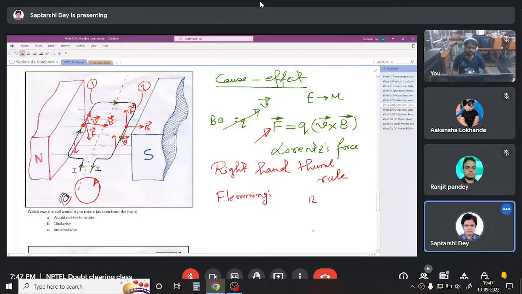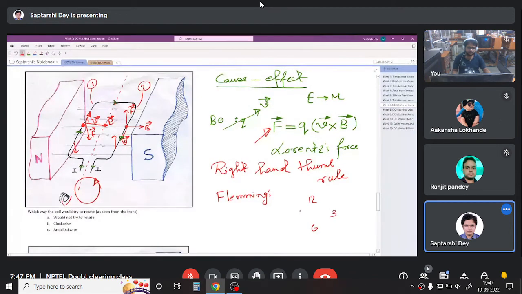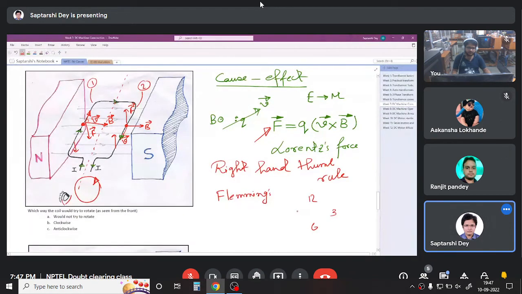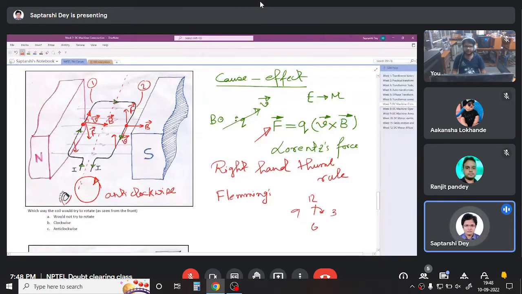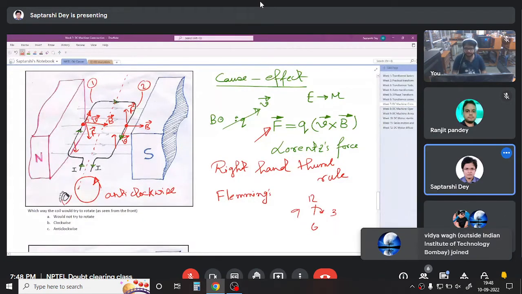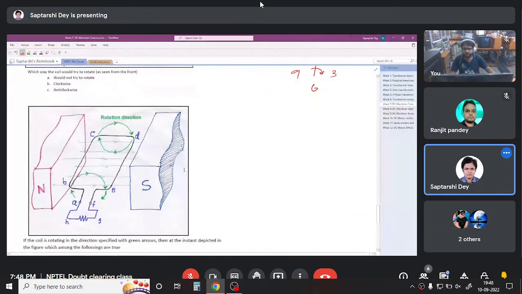This is a clock. The hand is rotated in this direction. So this is anti-clockwise. In this direction it is rotating. It's anti-clockwise. Okay.